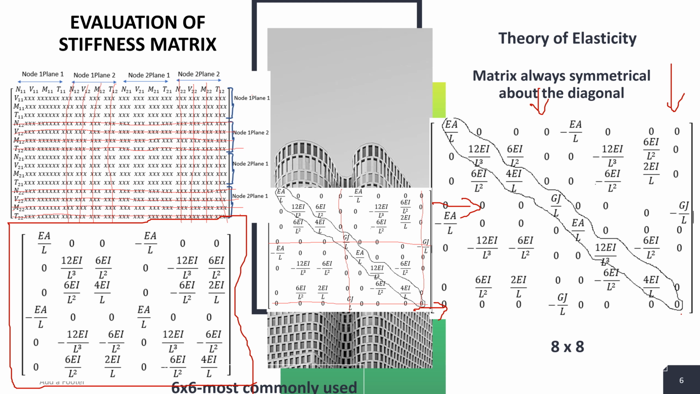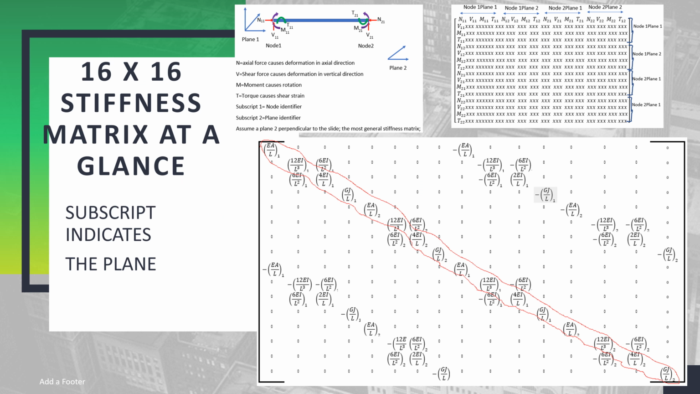But again, if you don't want them, or if they don't exist, you just remove them, and you remain with your 6 by 6 matrix as has been discussed before. So how about if you are interested in the 16 by 16 matrix at a glance, how would it look?